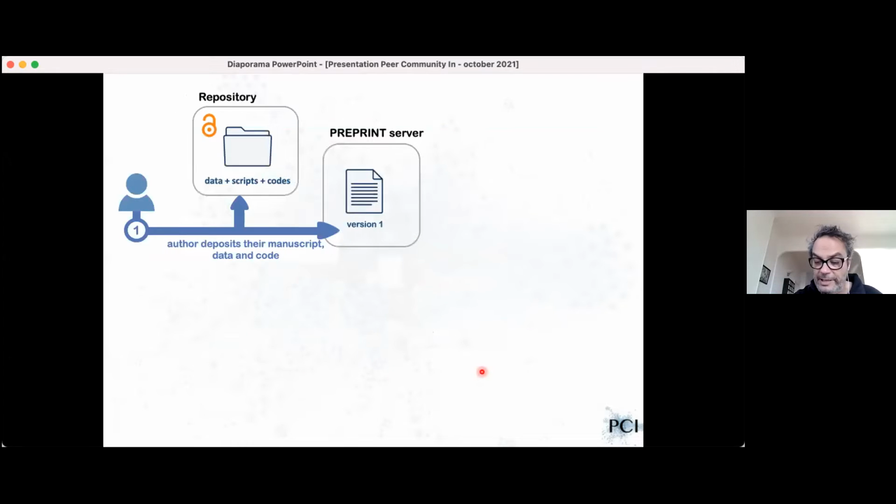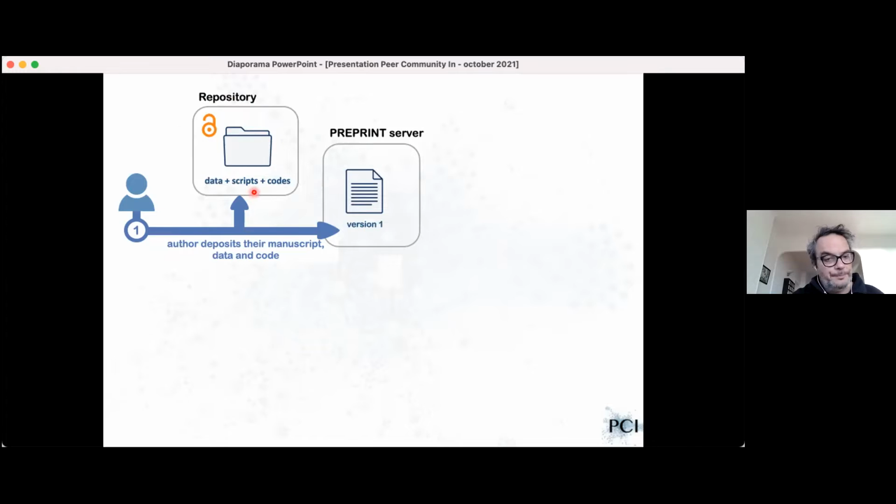So how does it work? It's pretty similar to the evaluation in a journal. You are an author here. You are happy with the article you just wrote, okay, and you want to publish it. So instead of publishing it in a journal, what you do is deposit the preprint in a preprint server, and at the same time you deposit the data, the scripts, and the code in an open archive dedicated to this, with a DOI.